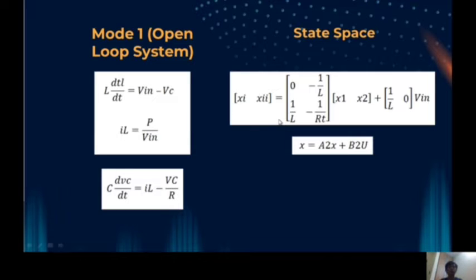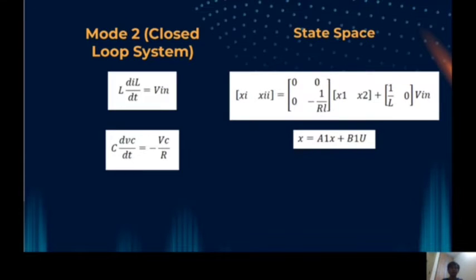For mode 1, which is the open loop system, the student must find the differential value for the inductor and the inductor current. You also need to find the differential value for the capacitance, and the student must find the state space, which uses the matrix method. This equation below is for the output that we can get from the matrix method. For mode 2, which is the closed loop system, the student needs to find the differential value of the inductor as well as the differential value of the capacitance. And this is the state space, which also uses the matrix method.